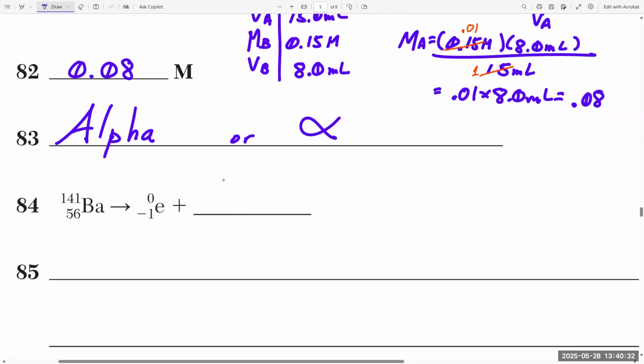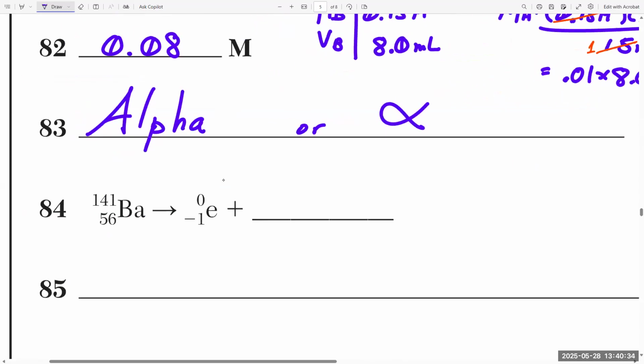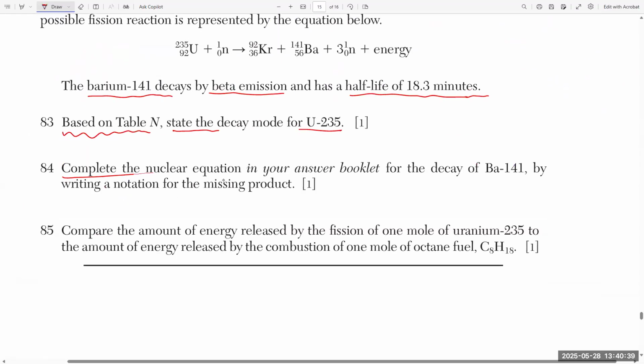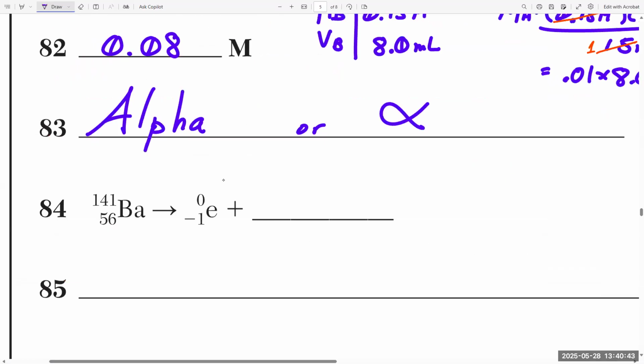Okay. Look at 84. I know what they're going to ask for 84, even before I get started. Do you? All right. It says complete the nuclear equation in your answer booklet for decay, right? This is the easiest thing. It's a little different this time, though. Let's figure this out. Remember what I said, right? On either side of the equation, the numbers at the top and bottom must be the same. So on the left side, what do we got? We got 141. On the right side is 0. 0 plus what gives us 141? That's what you need to ask.